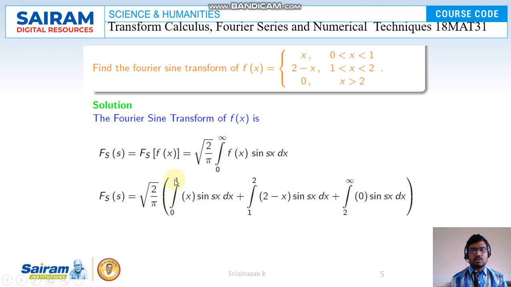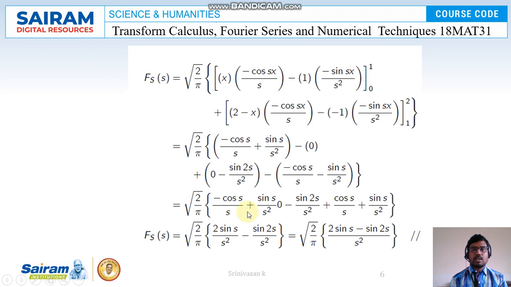In the interval 0 to 1, the function is x. In the interval 1 to 2, the function is 2 minus x. In the interval 2 to infinity, the function is 0. So the last function is 0, and we get only 2 terms. So substitute Bernoulli's formula.